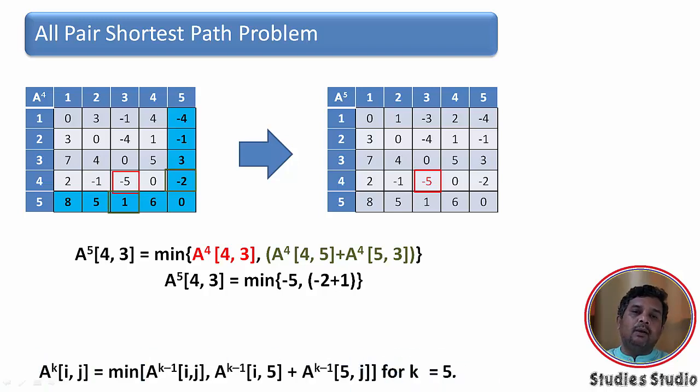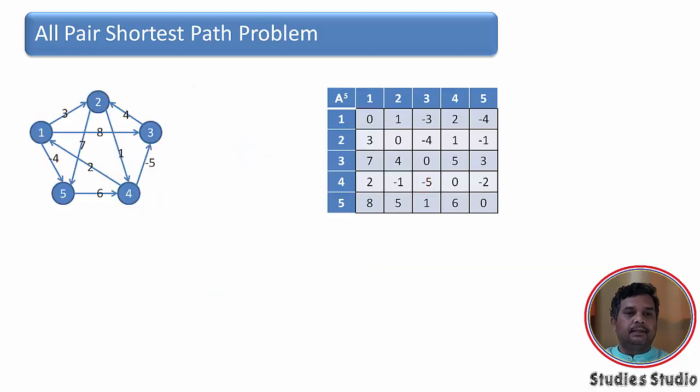Now I got all my cells filled in the A5 matrix. I am having 5 vertices. I have gone up to A5. It means all the vertices I have traversed. You can see here, this is the graph given to us and this is the A5 I got. Now you can check every pair of vertices.